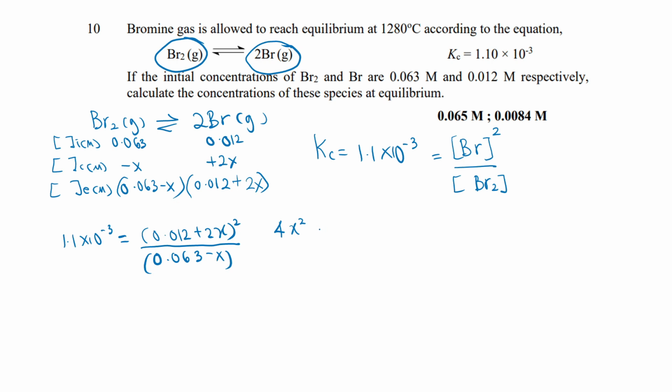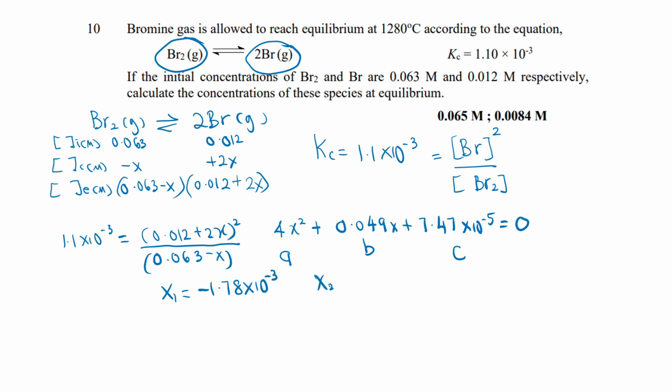So it becomes 4x square plus 0.049x plus 7.47 exponent negative 5 equal to 0. So we have a quadratic expression. This is our A, this is our B, and this is C. Then enter them in the calculator. You will get X1, which is negative 1.78 exponent negative 3, and X2, negative 0.01050. Between these two values, we see which one is suitable to put into the expression above.